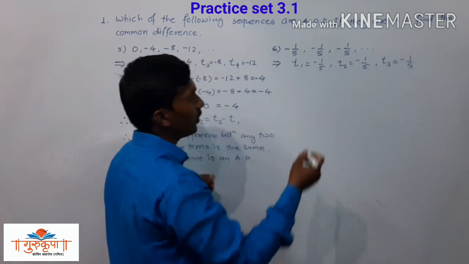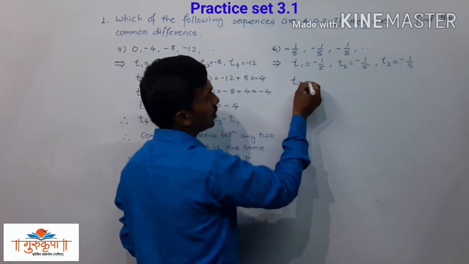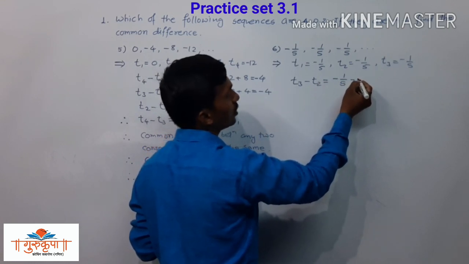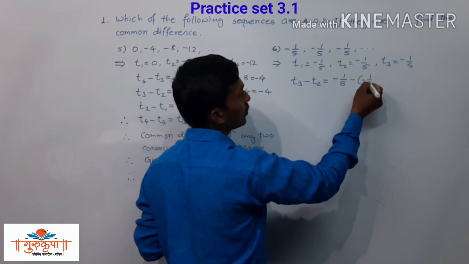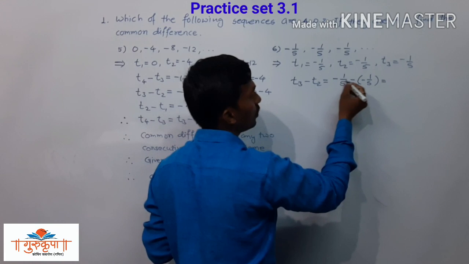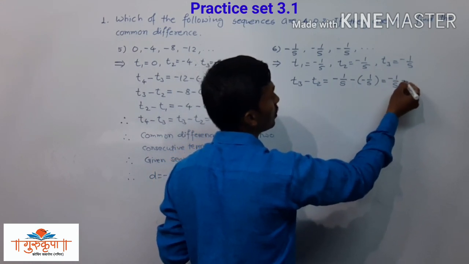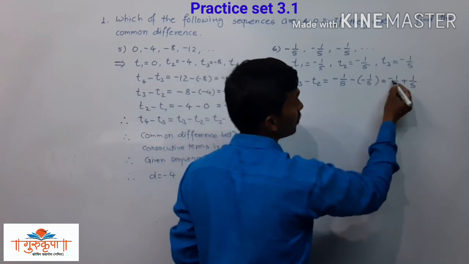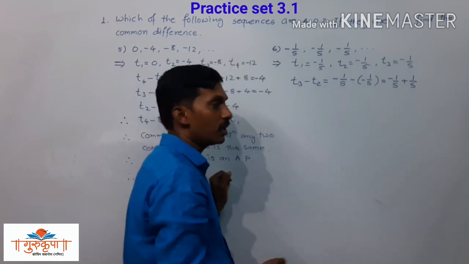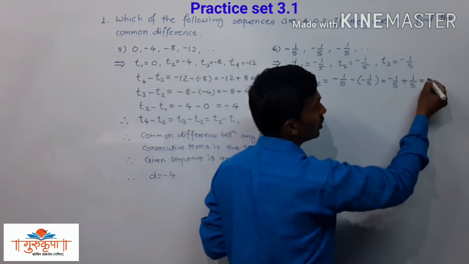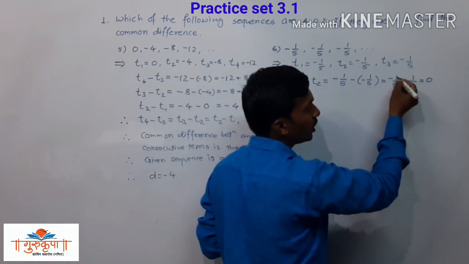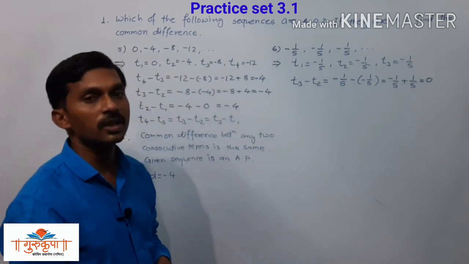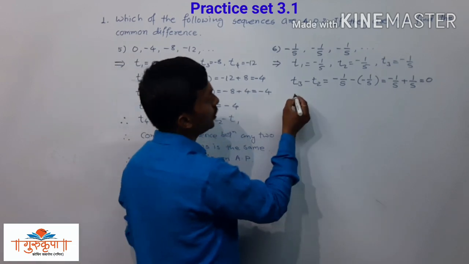So here we will find the common difference, that is T3 minus T2 first. T3 is -1/5 minus T2 which is -1/5. Here this -1/5 remains as it is, plus, minus into minus is plus 1/5. The same numbers are there but the signs are different, minus and plus. So the subtraction is 0. If we subtract the same number from itself, the subtraction is always 0.